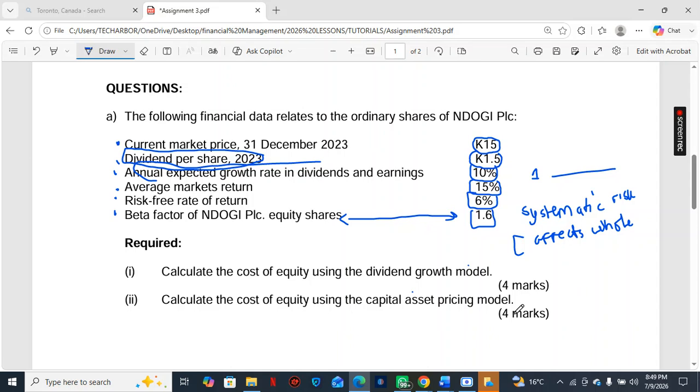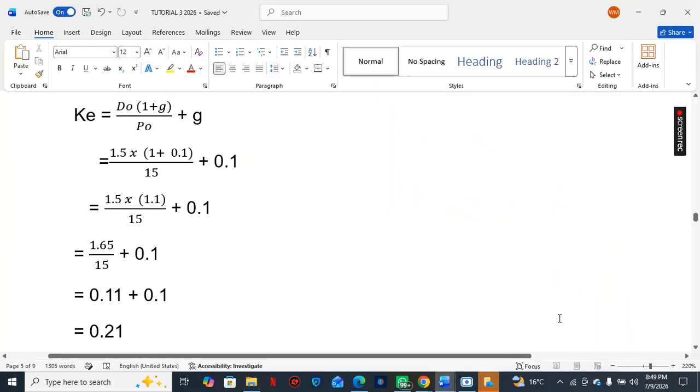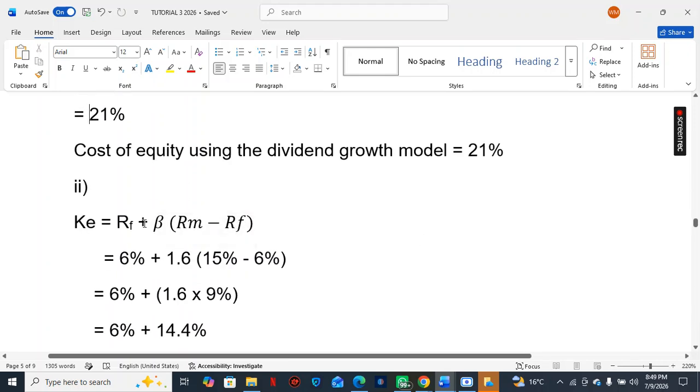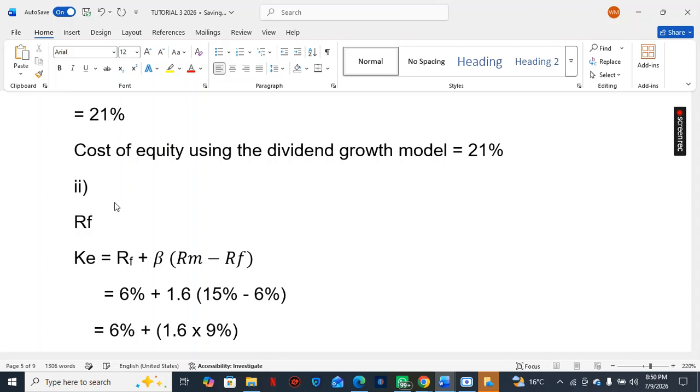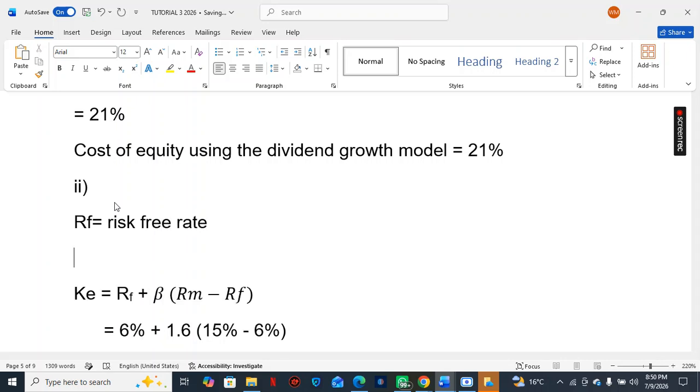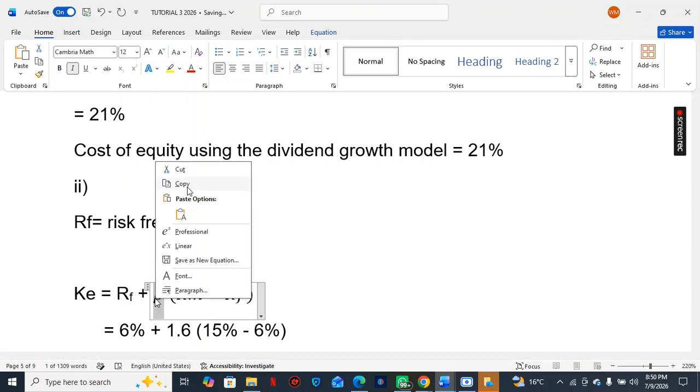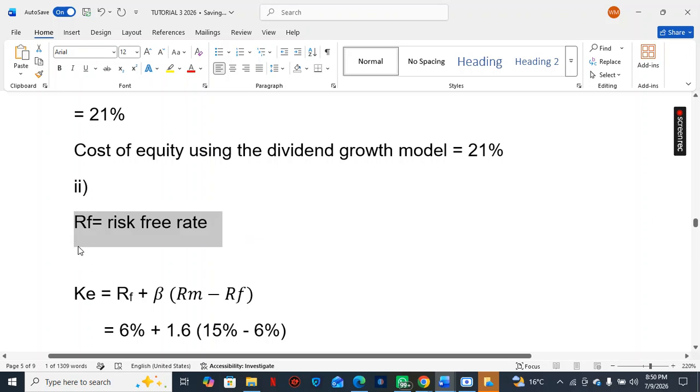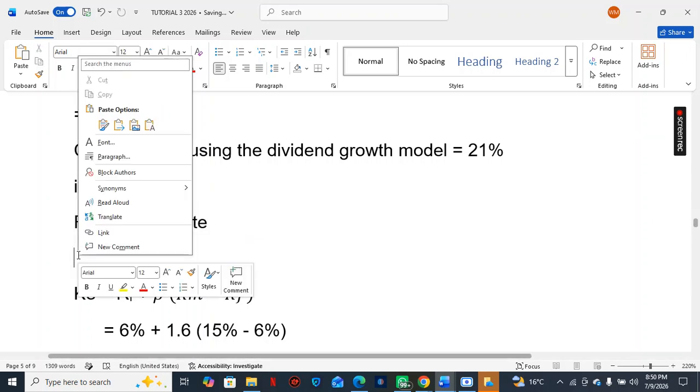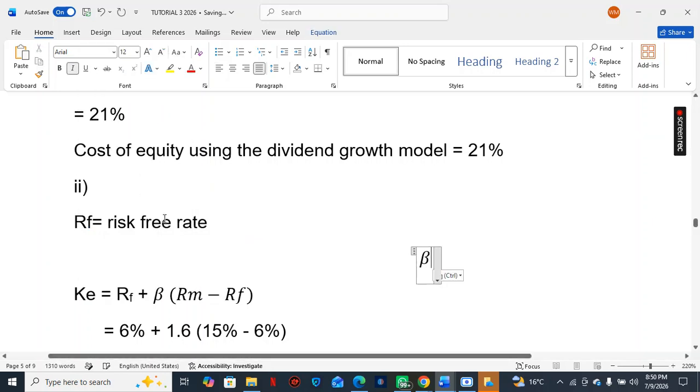So this is the formula for the capital asset pricing model. RF, risk-free rate. But colleagues, in life, is there anything that is actually risk-free? Is there anything in life that is actually risk-free? I'll let you ponder on that. Beta here.